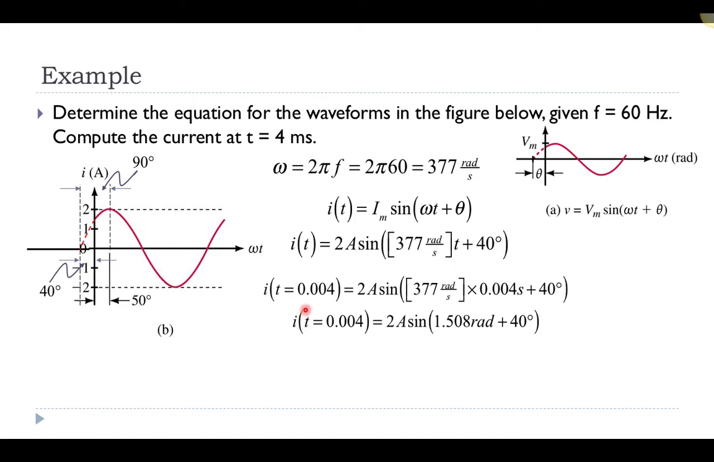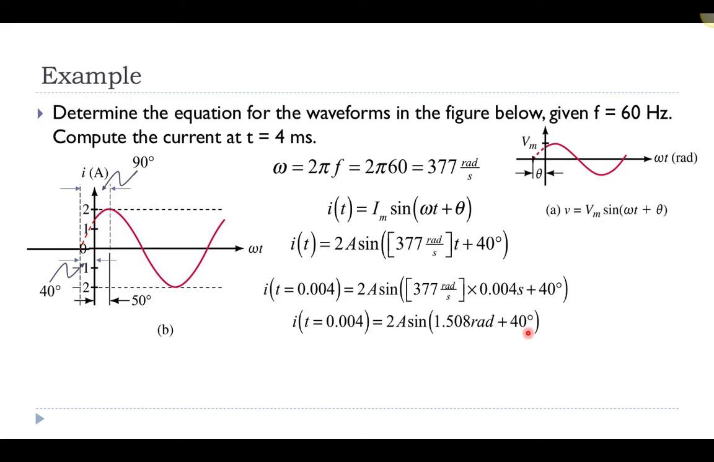Now I'm interested again in knowing what is the current at a time of 4 milliseconds. I have to have everything in seconds for my units to work out. So as with before, I plug in that time of 0.004 seconds. I'm still going to get 1.508 radians because I have the same angular frequency and it's the same time that I'm interested in. But I do have a different phase angle here. This is now positive 40.